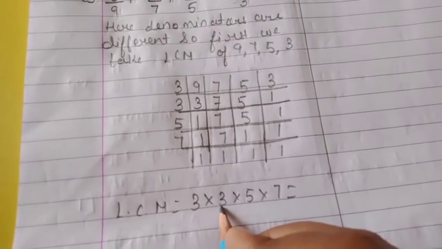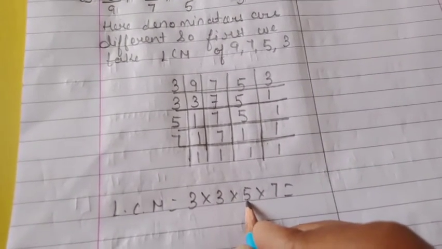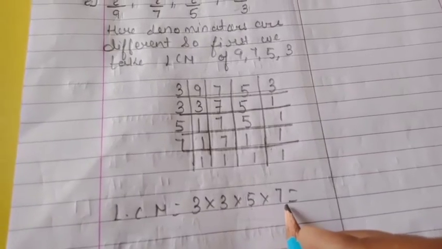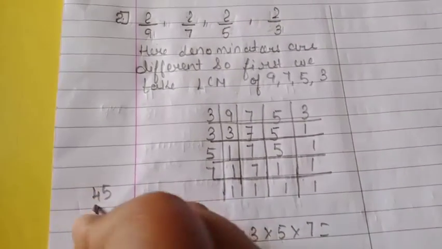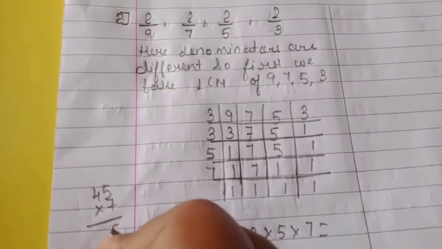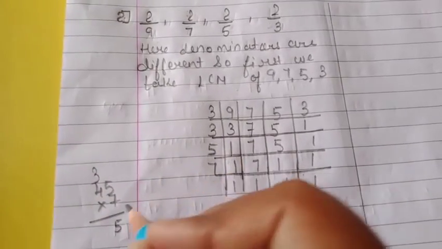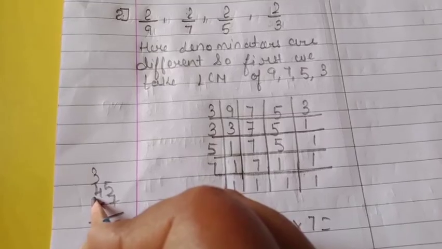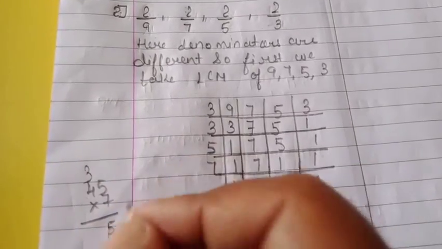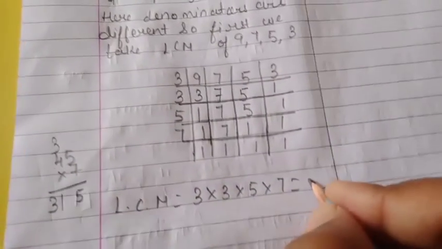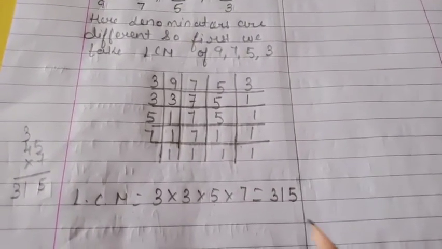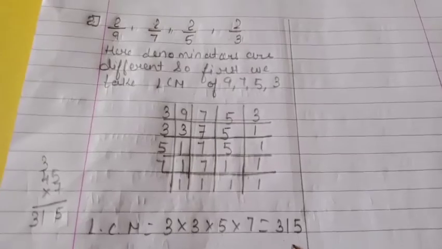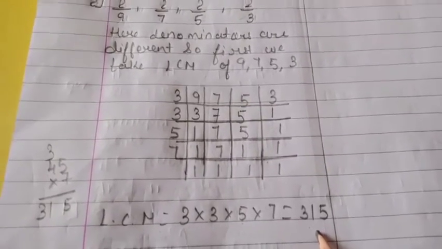So 3 3s are 9. 9 5s are 45. So 45 7s, multiply and see. 7 5s are 35. So 3 will be carried down. 7 4s are 28. 28 plus 3 is 31. 315. We got LCM 315. So we have to make all denominators 315.